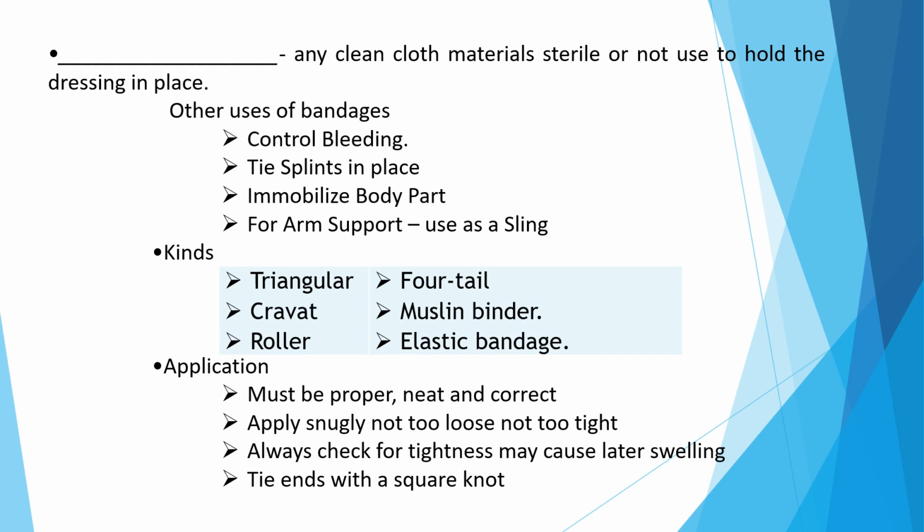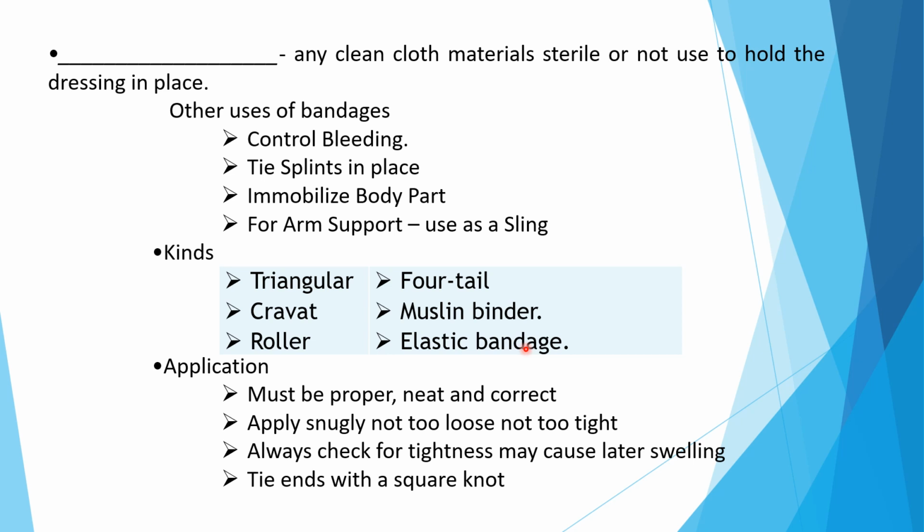Other uses of bandage: to control bleeding, to tie the splints in place, to immobilize a body part, and for arm support or use as a sling. So here are the purposes of your bandages. We have kinds of bandage. You will be provided with your triangular bandage, which has 4 tails, or the cravat bandage used as a muslin bandage binder, and then we have the roller elastic bandage.